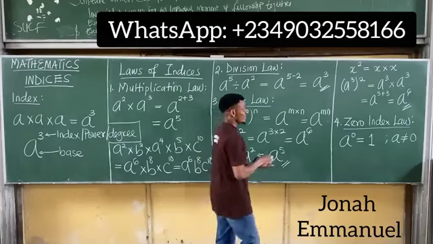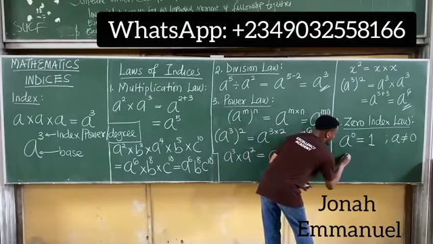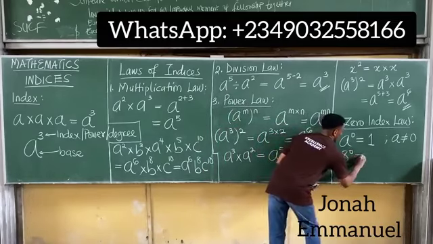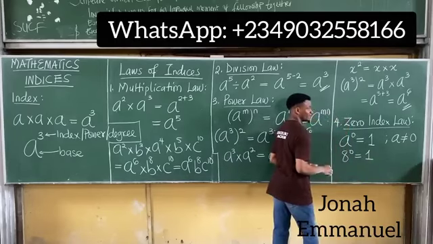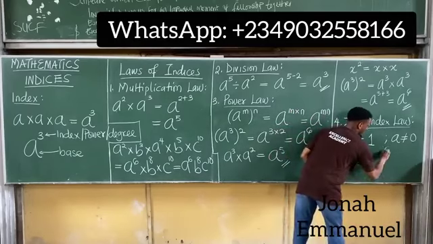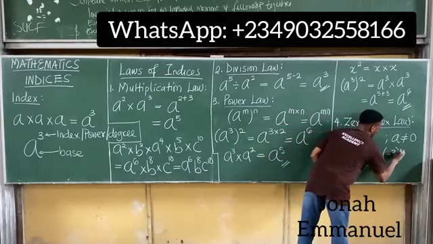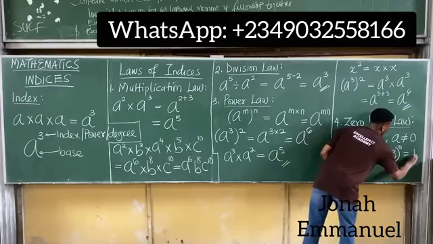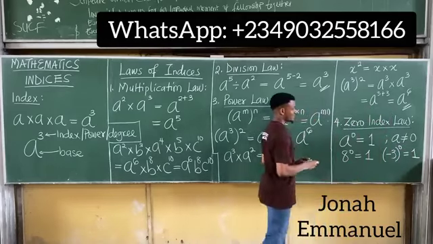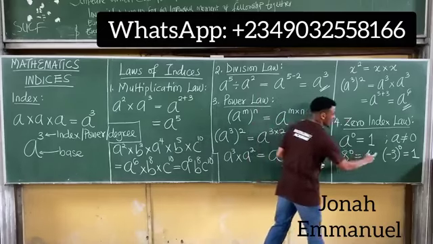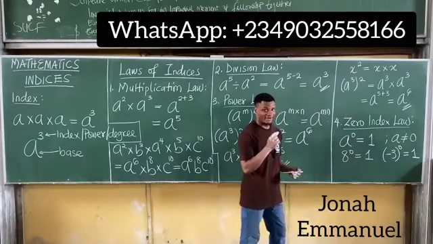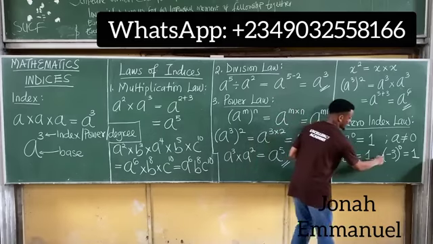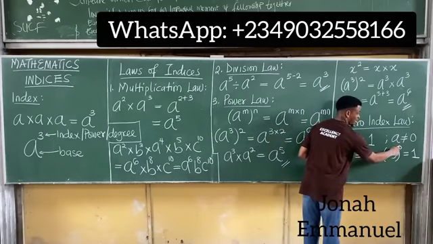So what this means is this. If I have 8 to power 0, that gives you 1. If I have, let's say in bracket, minus 3 to power 0, that gives you 1. Now, mind you, when you're working with negatives, you have to be very observant. Observe that this is minus 3, all raised to power 0.